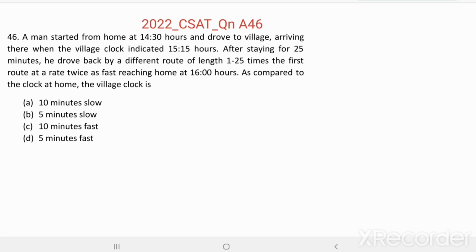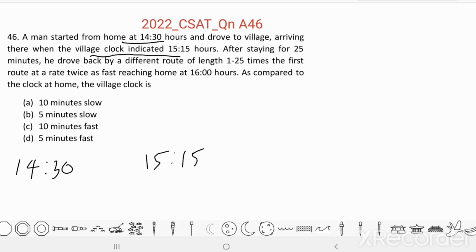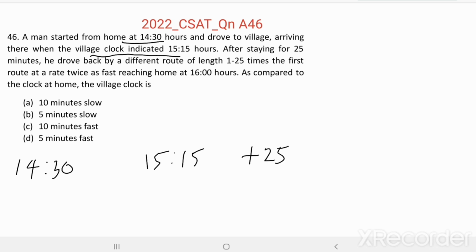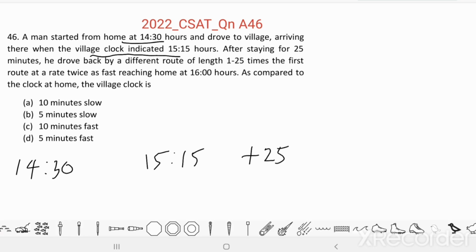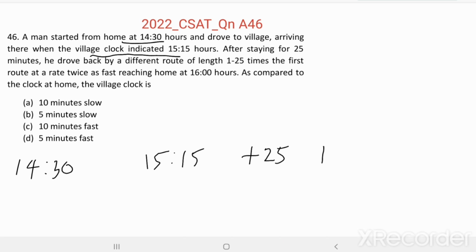A man started from home at 14:30 hours. He reached the village when the village clock indicated 15:15 hours. He stayed there for 25 minutes. Then he left for home. So 15:15 plus 25 minutes equals 15:40 hours, when he drove back home. And he reached home at 16 hours.